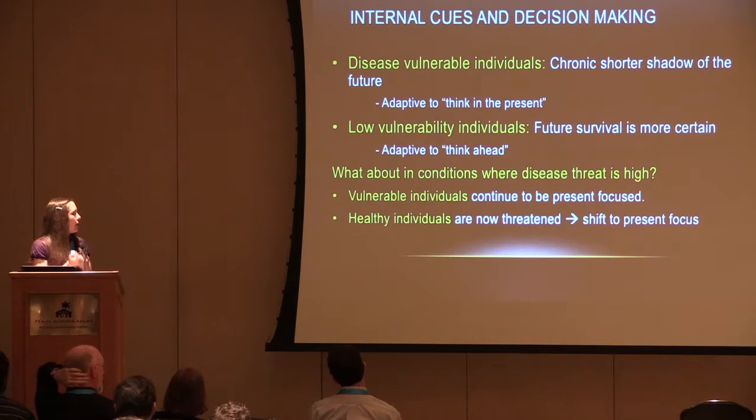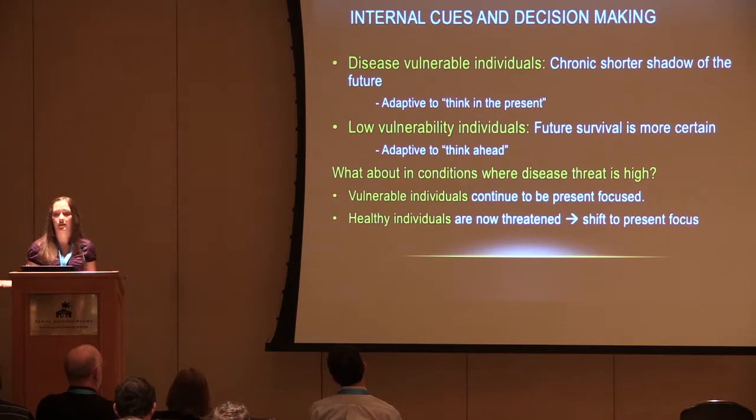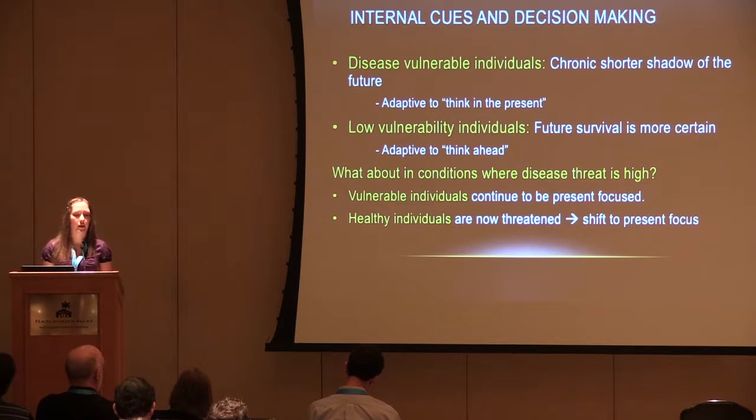Well, what about in conditions where disease threat is high? We predict that disease-vulnerable individuals, so again, these people who have weaker immune systems, will continue to be present-focused because for them, disease threat is always high, so it's always adaptive to think in the present. However, under conditions of high disease threat, and I'm talking about high mortality diseases, for these individuals, now that they're threatened, healthy individuals, they'll shift to having a more present focus, and you'll see them actually make decisions that are consistent with that.